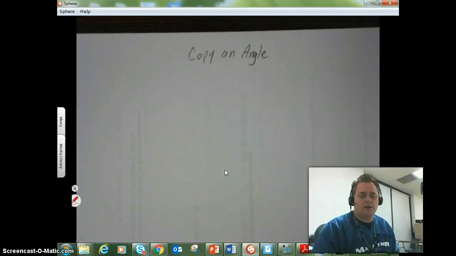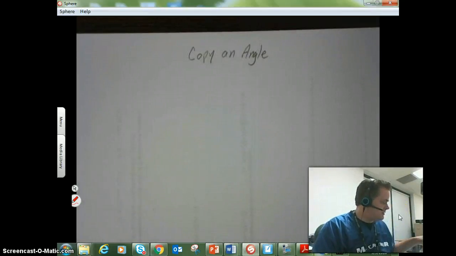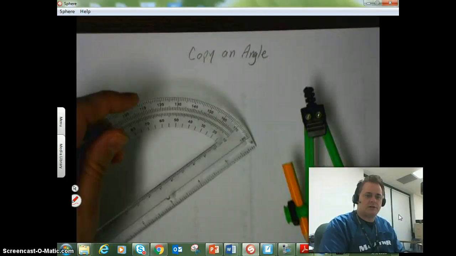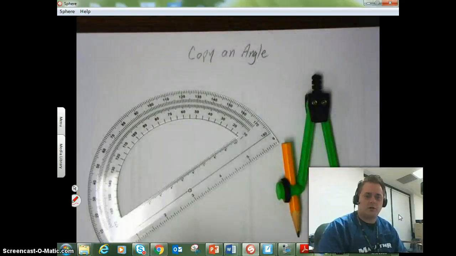What we're going to be doing today in our constructions video is I'm going to be showing you how you copy an angle. And this is a pretty basic construction as far as things go, but it's not going to be as simple as copying a segment was. So as usual, we will need our straight edge and our compass.